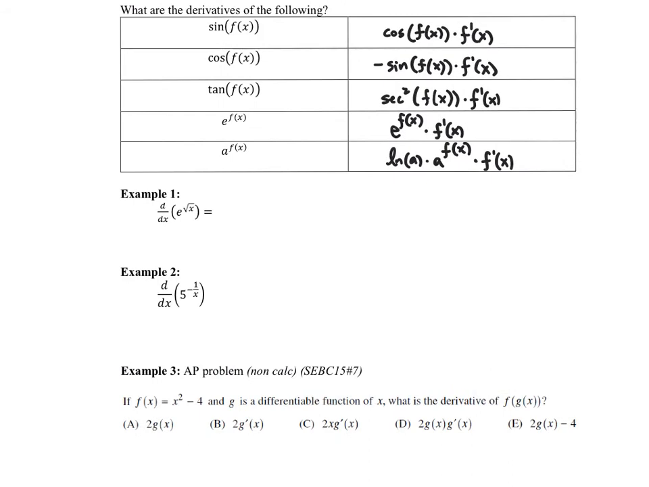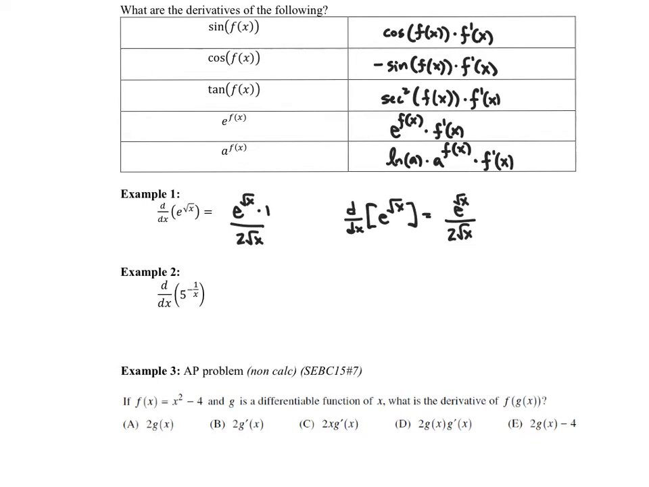Derivative of e to the square root of x. Well, e to the anything will stay the same, times the derivative of the square root of x, which ends up being 1 over 2 root x. So we could rewrite that, keeping it clean here. Derivative of e to the square root of x. Having some proper notation, I'd have e to the square root of x over 2 root x.